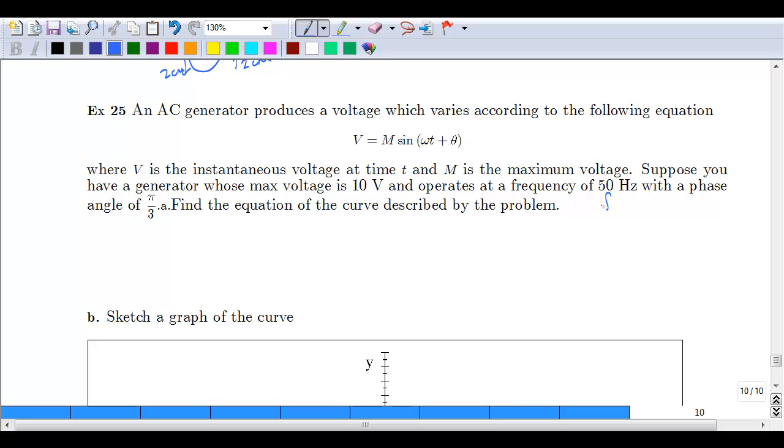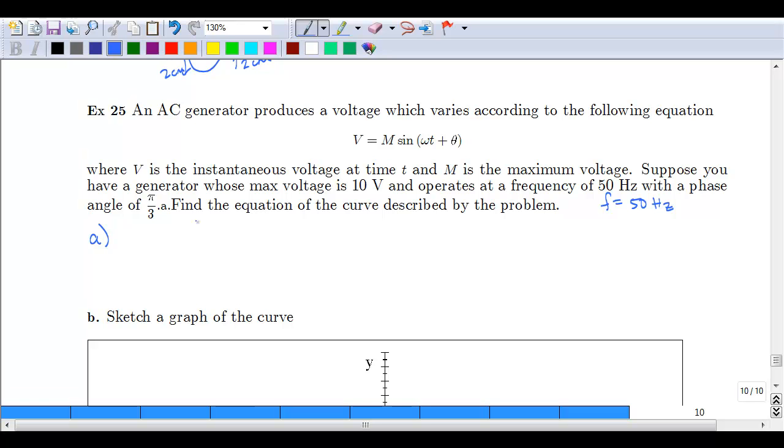Again, remember this is our frequency. That is oscillations per second. Phase angle of pi over 3. This should be kind of moved down here. We want to find the equation of the curve described by the problem.